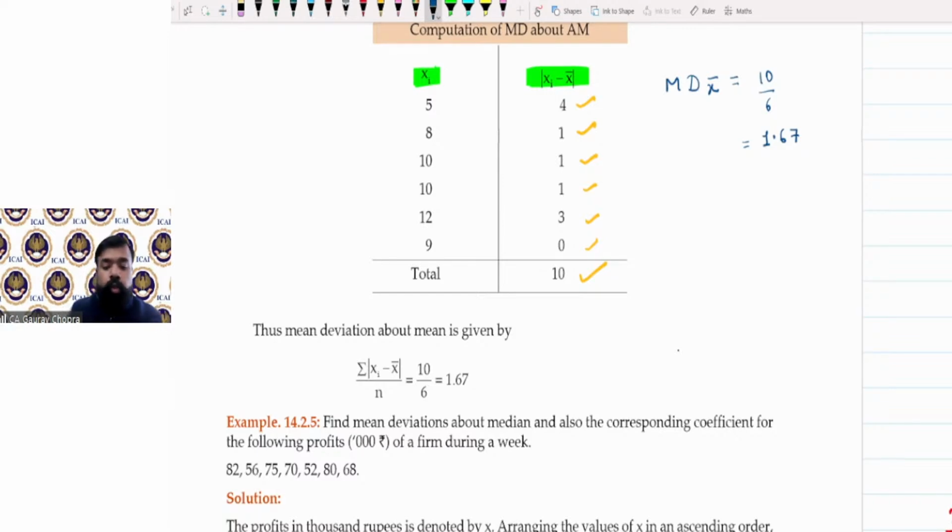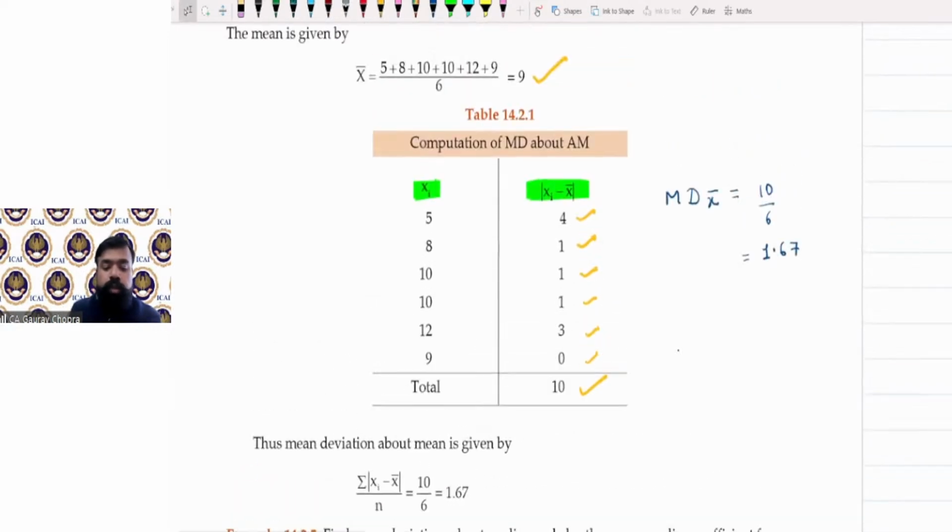Okay, so what was the first step? The first step was to calculate the mean. So we have added all the observations divided by total number of observations. So it is 9. After that, we have to take the deviation, so x minus 9 we have to do. The total is 10. And by applying this, we are getting 1.67 as the mean deviation.